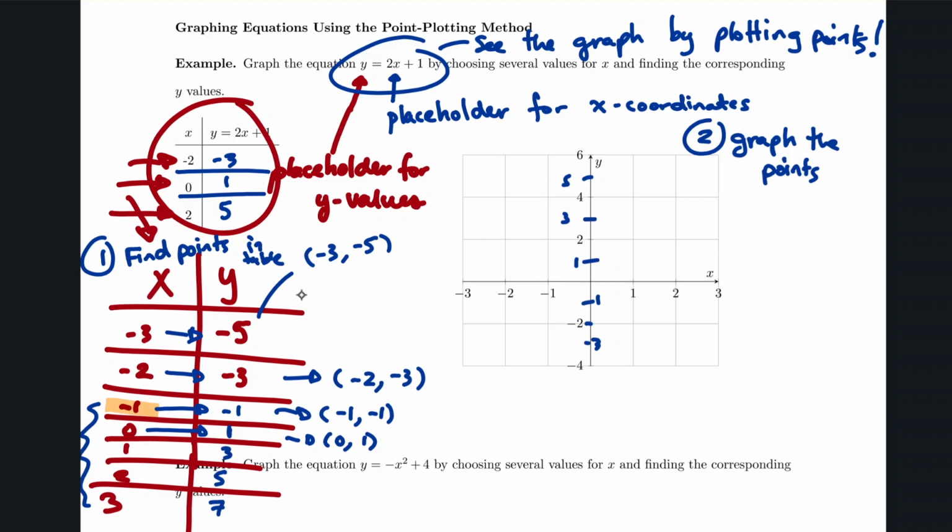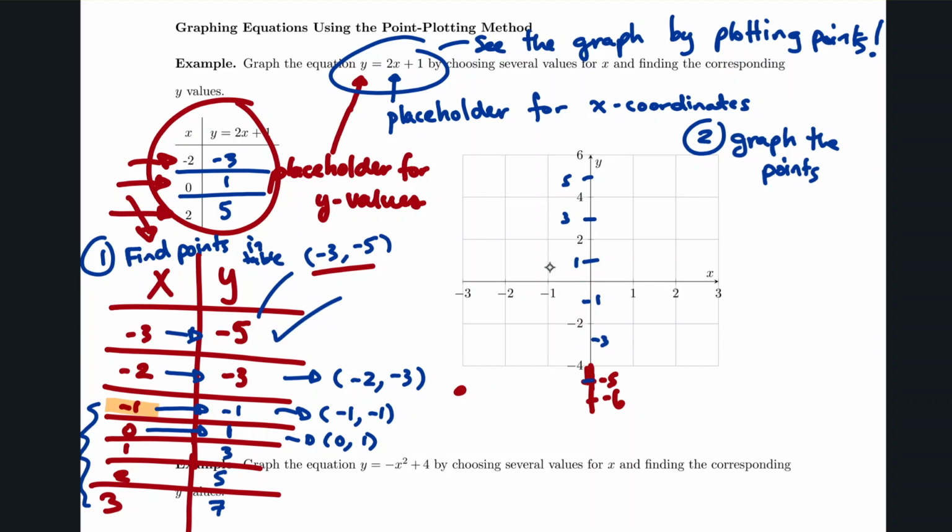So for the first point, negative 3, negative 5, I'm going to go negative 3 in the x direction, and then I'm going to go negative 5 in the y direction. And I see that my graph actually does not go far enough, so I'm going to have to go down and add a point. So I go 1, 2, 3, 4, 5 in that direction. So bring that over, and I'd get this point. So we've graphed this first point.